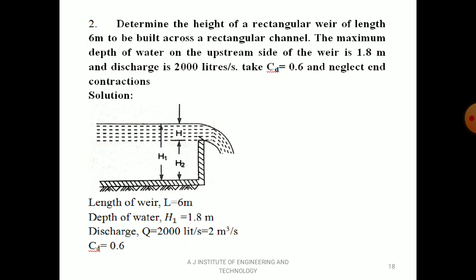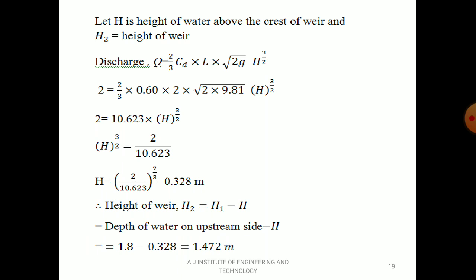So length of the weir L equal to 6 meter, depth of water H1 equal to 1.8 meter, discharge Q equal to 2000 liter per second. You know how to convert from liter per second to meter cube per second: 2000 into 10 to the power minus 3, so that becomes 2 meter cube per second. CD is given as 0.6. Let H be the height of water above the crest of the weir, that is, the head of water, and H2 the height of weir, which you are supposed to find.